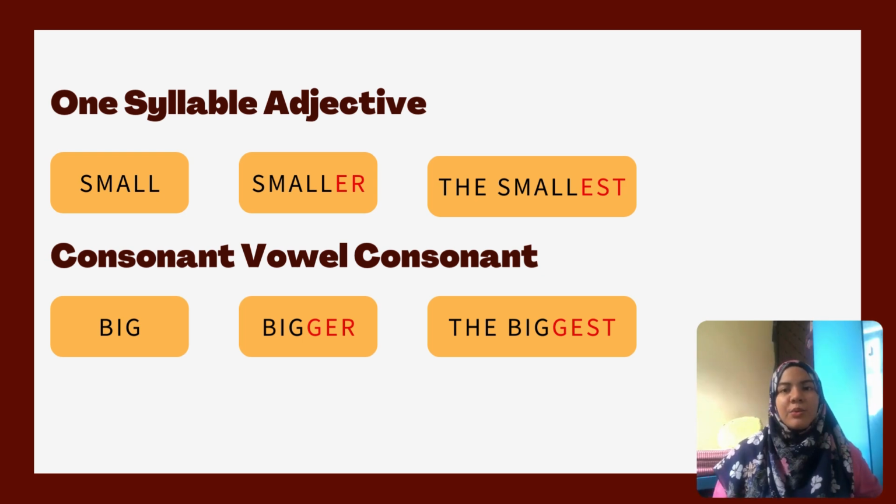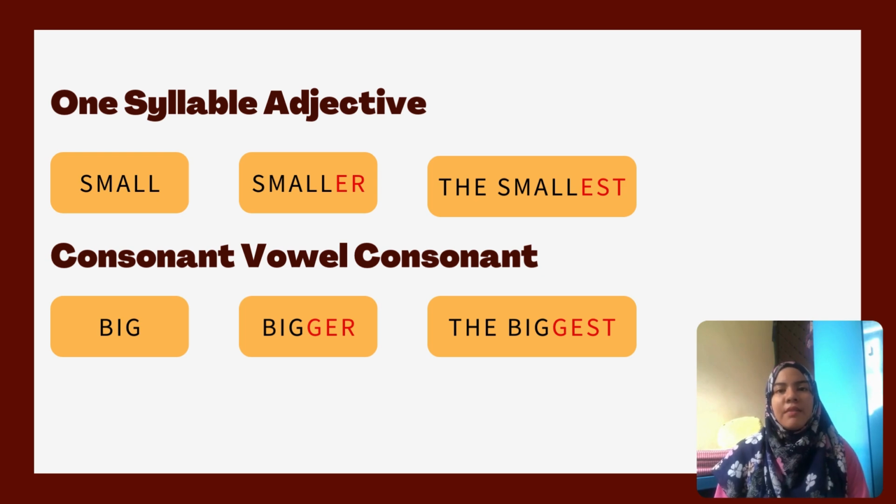Let's look into one-syllable adjectives. To form the comparative for a one-syllable adjective, we can add er for the comparative and est for the superlative. For example, small, smaller, the smallest.